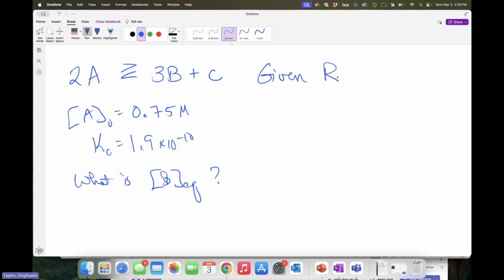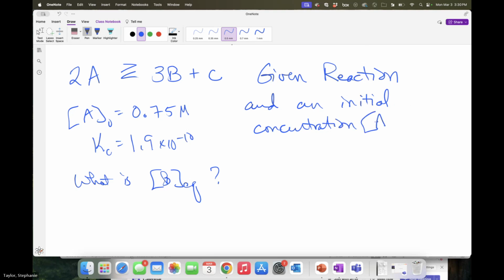So given the reaction and an initial concentration of A being equal to 0.75 molar, Kc is 1.9 times 10 to the negative 10. What is the equilibrium concentration of B?